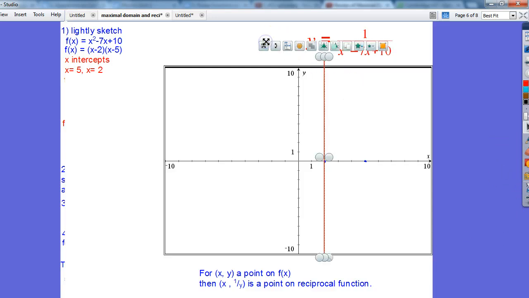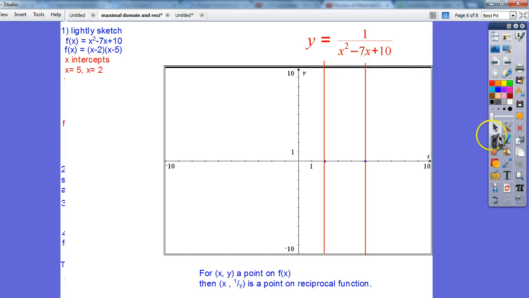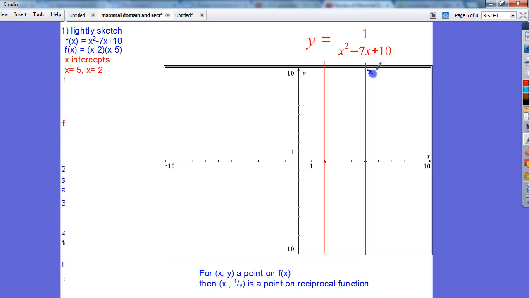Okay, so there's one, and the second asymptote. And on the graph it's important to label these asymptotes: x equals 5 and x equals 2.